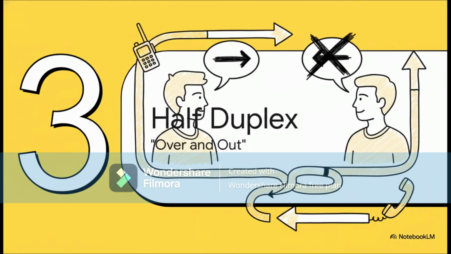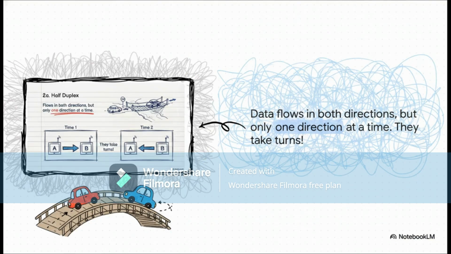Okay, so simplex is a one-way deal. But what if we actually need to send data in both directions? Well, that brings us to our next mode, half duplex. It allows for two-way communication, but there's a pretty important rule. So here's the crucial point. With half duplex, devices can both send and receive, but, and this is the big but, not at the same time. They have to take turns.